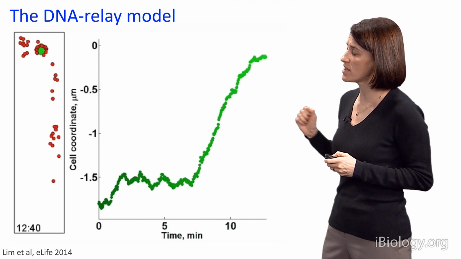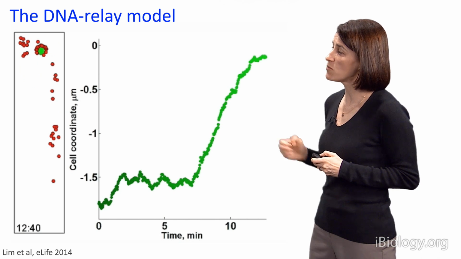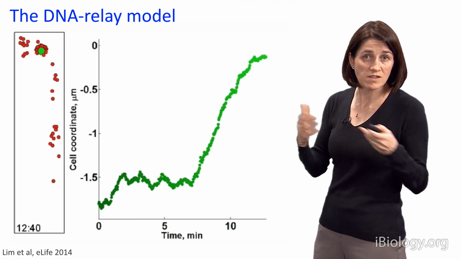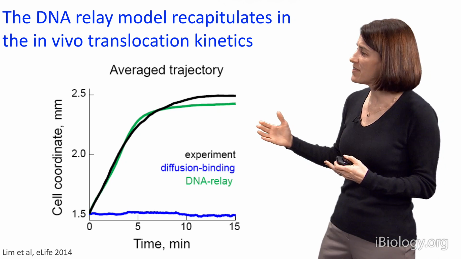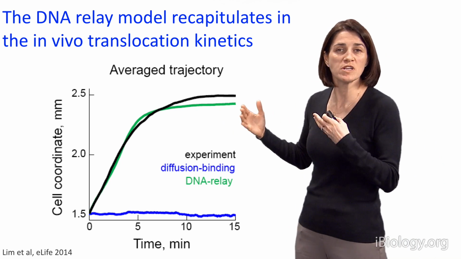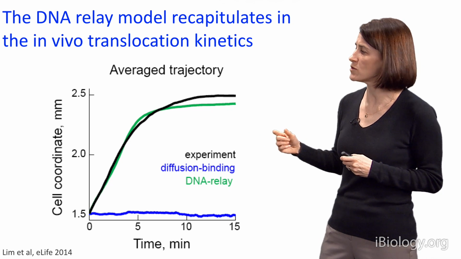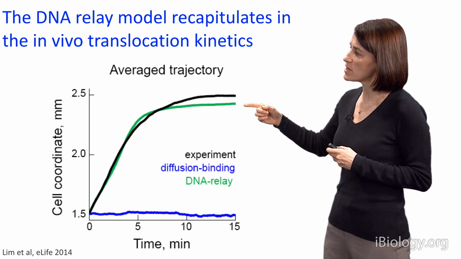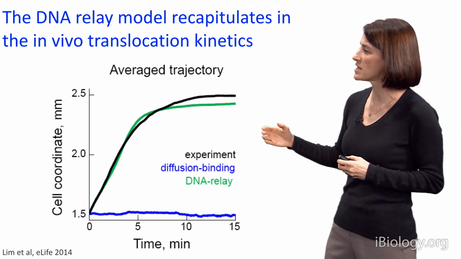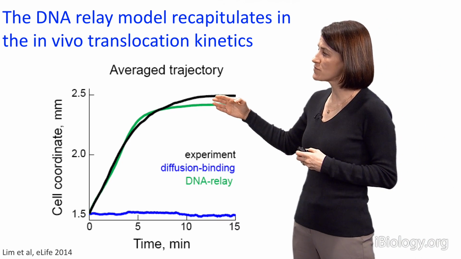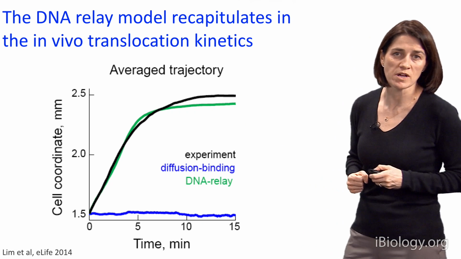So this is one experiment and one simulation. We did thousands of simulations, 1,000 simulations. We can average them. And now we see that our model agrees very well with the experiment. So in green is the result from the model, where the only difference is that we incorporate the DNA dynamics. As you can see, it follows very nicely the experiment shown in black.